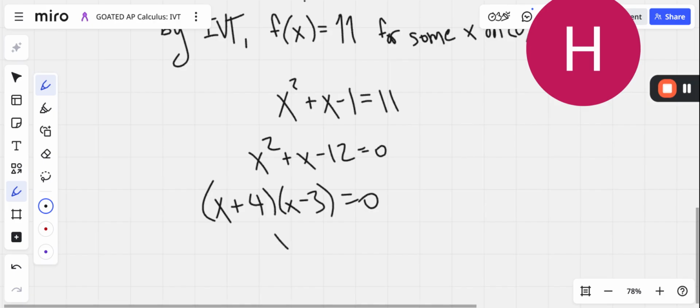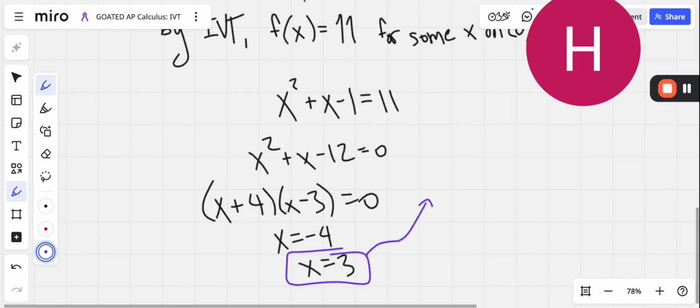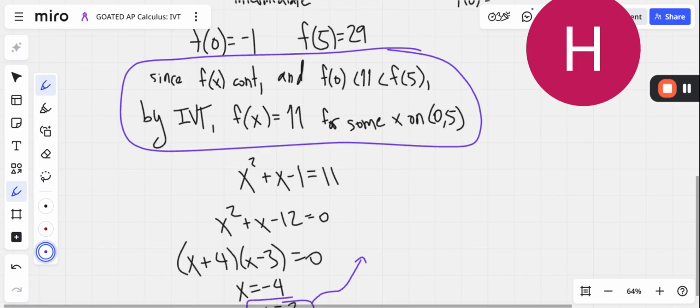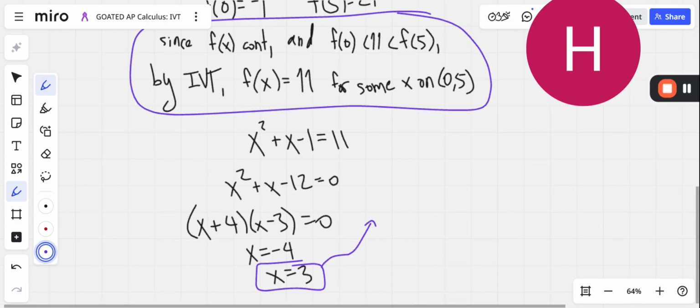So this is true when x is -4 or when x is 3, but we're only interested in the interval from 0 to 5. So this is still a true statement. This is correctly using the IVT. Then if we were curious to find out where it actually happens, we have to set up this equation. But I want to be clear that this remainder of finding the value is not part of the IVT. The IVT is just an existence theorem that says at some point we'll get it, and then we did some algebra to actually find it.